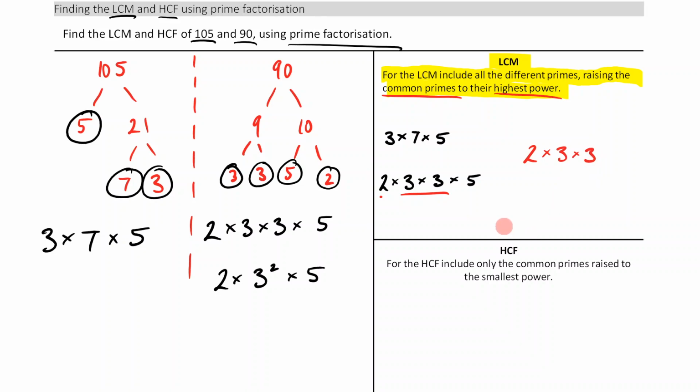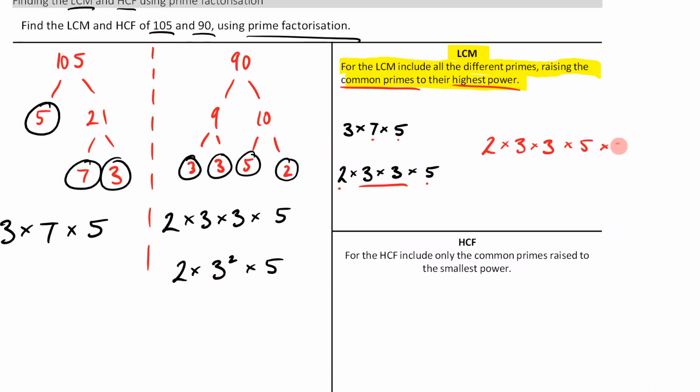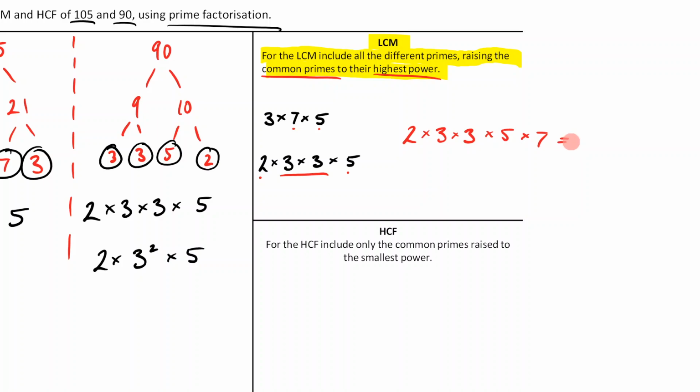The next prime I have is 5. Now I have one 5 here and one 5 here, so they're common, but you take the highest power. In this case, the highest power is just 1, so it's just one 5, so I just times it by 5. Then the next number I have is 7, and there's only one 7 there, so I times it by 7. When you multiply all those together, what you're going to end up with is 630, and that is going to be your LCM.